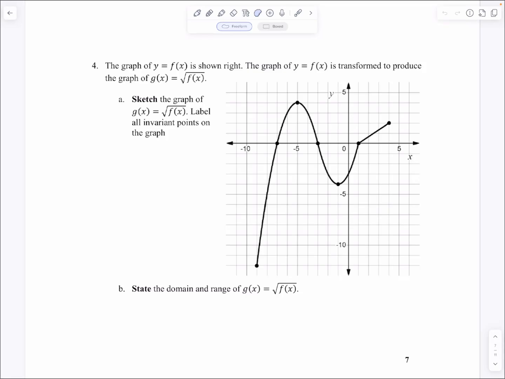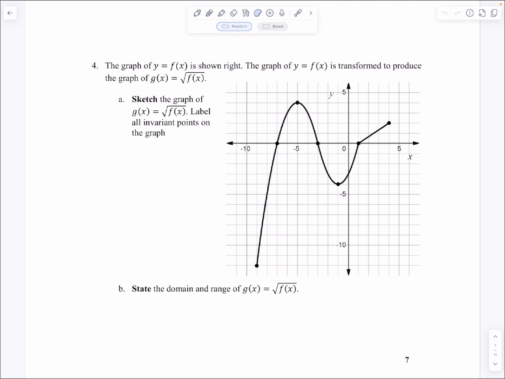Okay, I want to go through a particular example here where we're going to sketch the square root of a function. So what do we have here? Well, we have some graph f of x shown below and to the right. We're going to transform this graph to produce that root x function. So the first part says sketch the graph of g of x, which is equal to the square root of f of x, and label all invariant points.